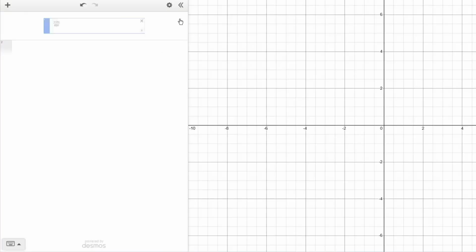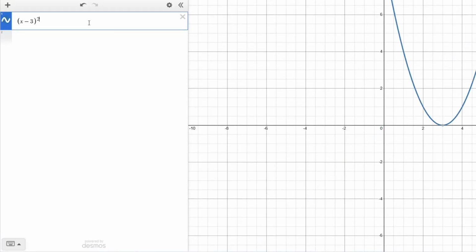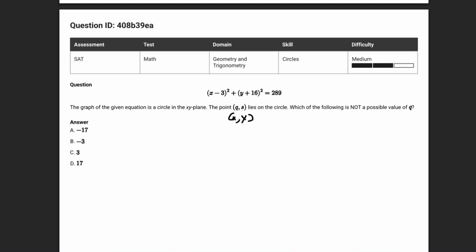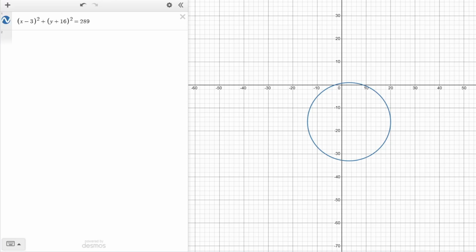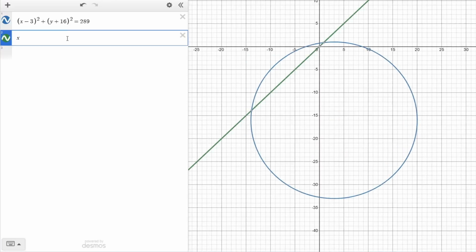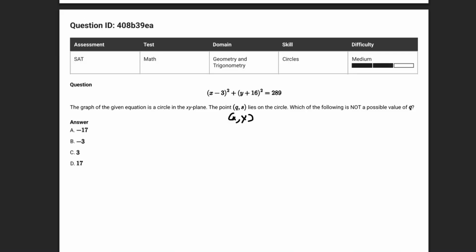So an easy way to do this is just graph the circle. X minus 3 squared plus Y plus 16 squared equals 289. Now zoom out a bit, and this is our circle, right? So what we can do is make a line with X equals, and then pick one of the answer choices, and whichever one is away from the circle is the correct answer, because it says which of the following is not, right?